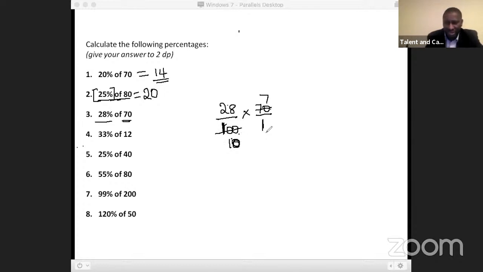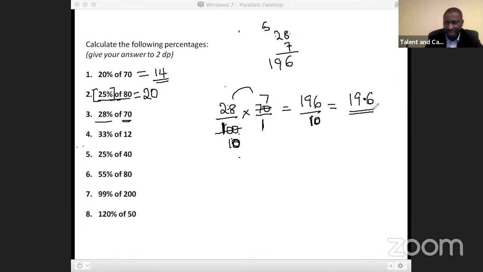Now, what else do we have that can divide? 2 goes here 14 times, 2 goes there 5 times. But I'm going to do it this way. I'm going to first multiply 28 by 7. 7 times 8, that is 56. Write your 6, carry the 5 here. 7 times 2, that's 14. 14 plus 5, that is 19. So this gives me 196 divided by 10. It's easy for me to do this by saying this is the same thing as 19.6. This is about dividing whole numbers or decimal numbers with numbers ending with 10. If you don't know how to do that, it's something you need to develop. It's going to help you a lot.